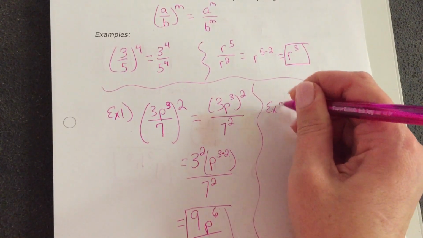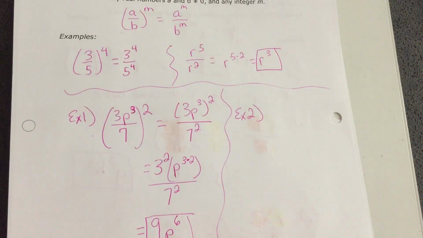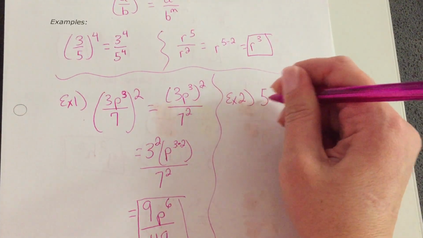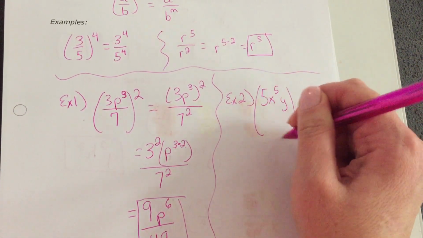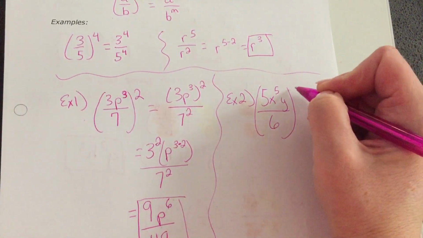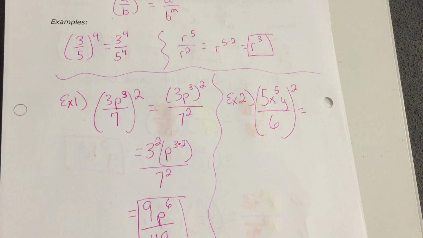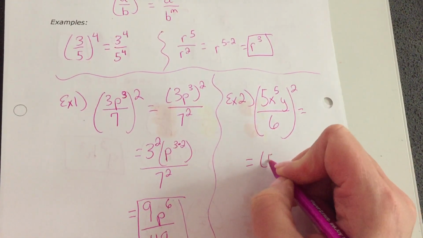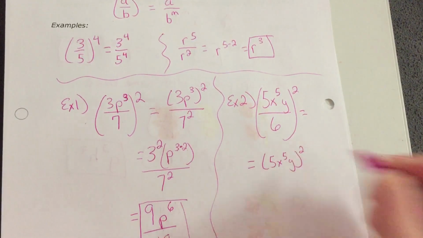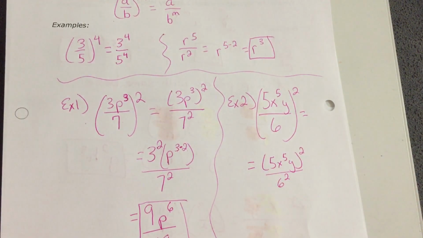Example 2. See if I have room to do this one. 5x to the 5th y over 6, and the whole thing is squared. I'm going to go ahead and work down since I don't have enough room over to the right. So we're going to separate this: 5x to the 5th y, squared, over 6 squared. Once you do that, it makes the problem a lot easier.